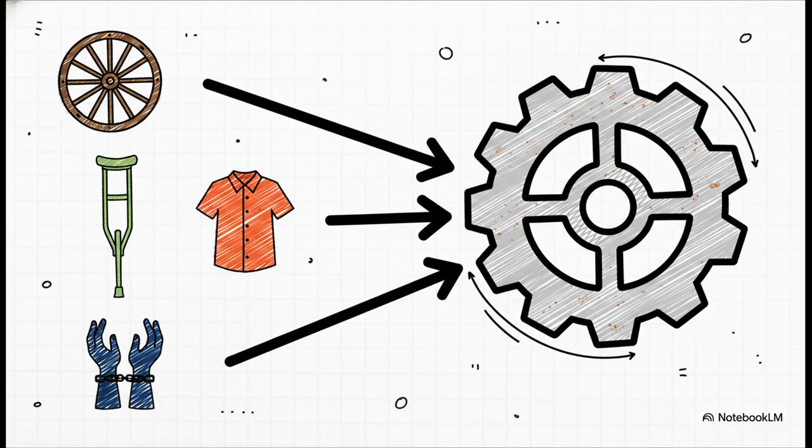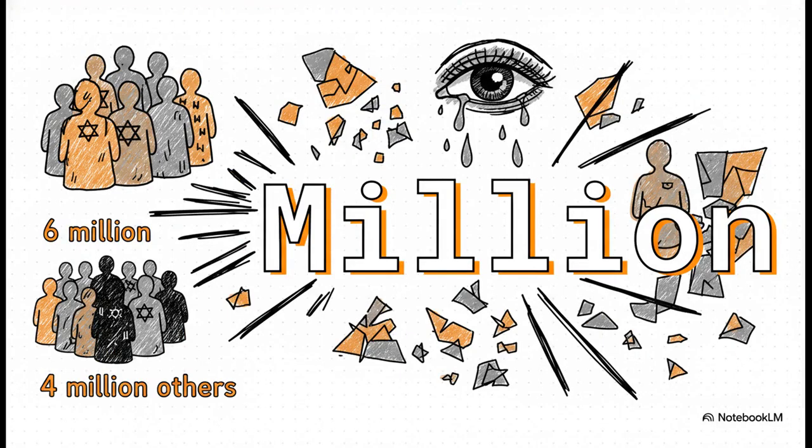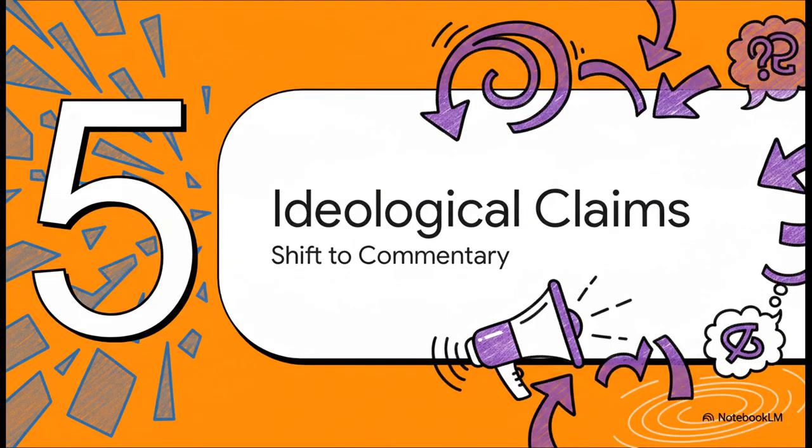They also list prisoners of war and political opponents, explaining how all these groups were swept into that exact same machinery of death. So when you combine those groups, the 6 million and the 4 million, the source video pushes the total death toll of this systematic eradication to a staggering 1 crore. That's 10 million people. They are very deliberate in establishing this massive collective scale of human loss. Which brings us to Section 5, the source's ideological claims.